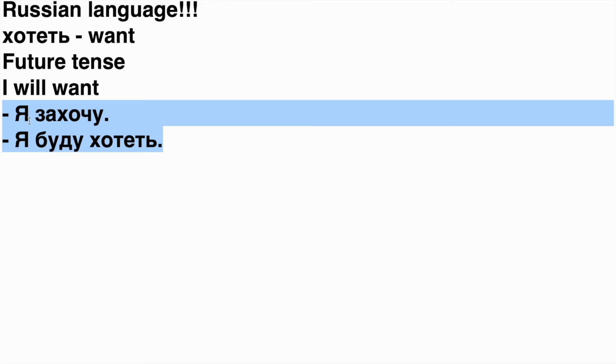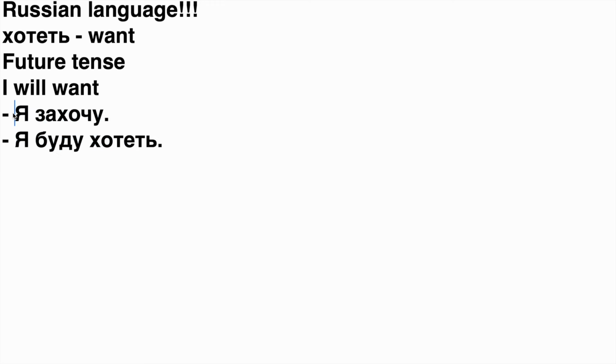First of all, you should know that if we're talking about the future tense, about this verb хотеть, we don't have very strict rules, and no very big difference between these two versions, like я захочу or я буду хотеть. And I think that native Russian speakers can't explain to you the difference between these two versions of this verb in the future tense, because the meaning of these two versions is the same.